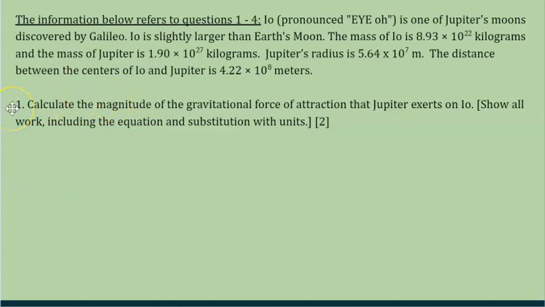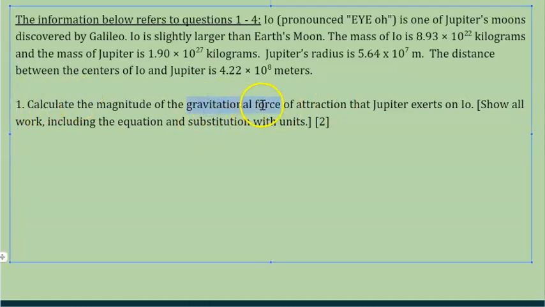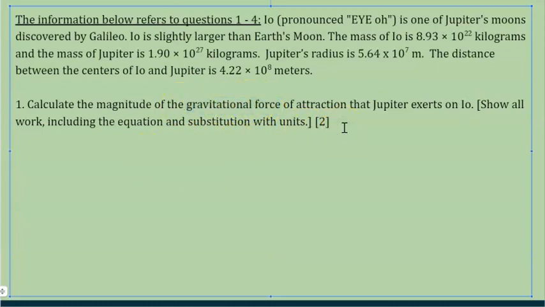My recommendation is that you use cubes to annotate your questions. It can help especially to pick a formula, which can be the most challenging part of these questions. So, question 1 says, calculate the magnitude of the gravitational force of attraction. I am looking for gravitational force. So I'm going to write FG equals question mark, that's what I'm solving for.